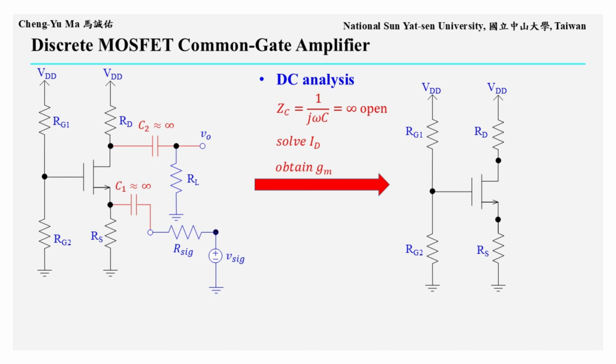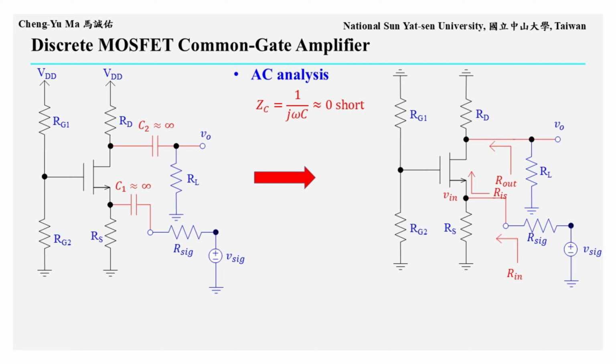As usual, we begin with DC analysis first. The DC operating point gives us the MOSFET small signal model parameters, which are needed before doing AC small signal analysis. In DC analysis, the signal frequency is 0, so the coupling capacitor impedance, 1 over j omega C, becomes infinite. Therefore, the coupling capacitors behave as open circuits. The resulting DC circuit is shown on the right, and it is exactly the same as the DC circuit used in the previous CS discrete amplifier section.